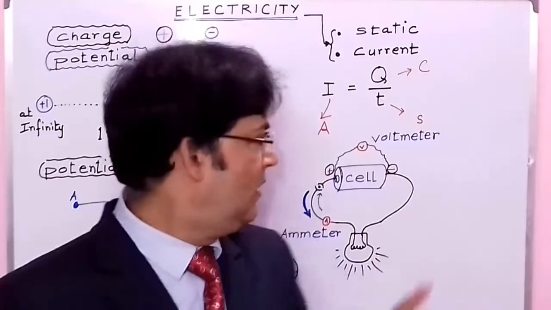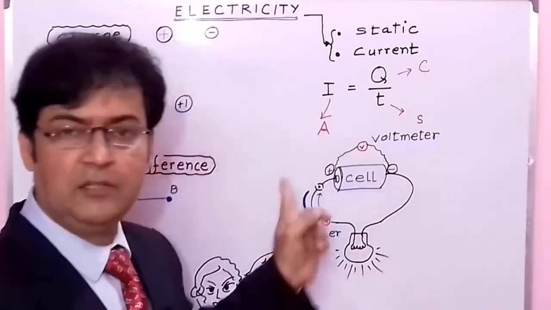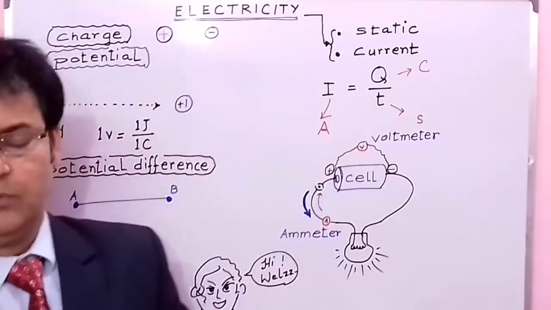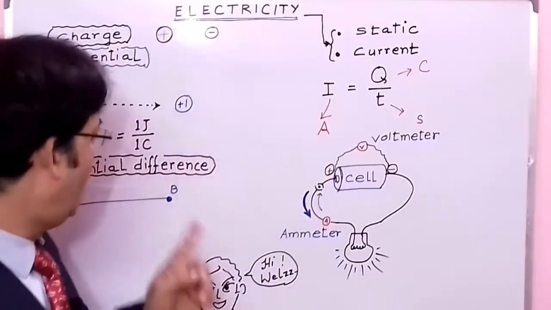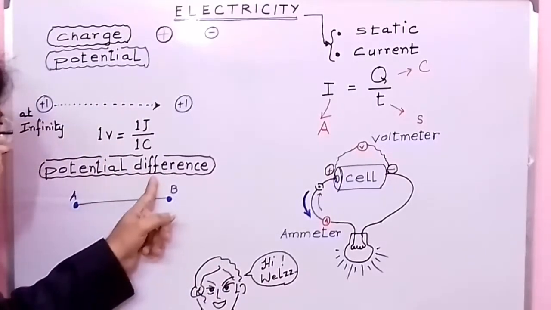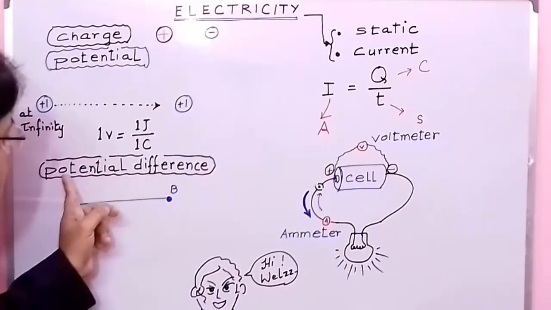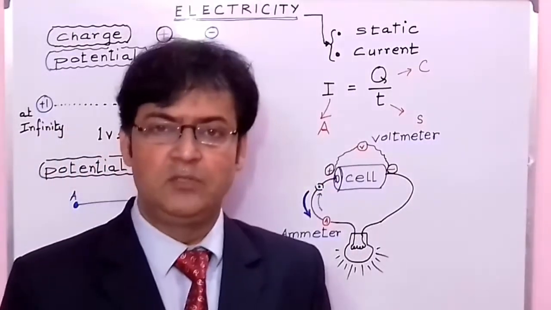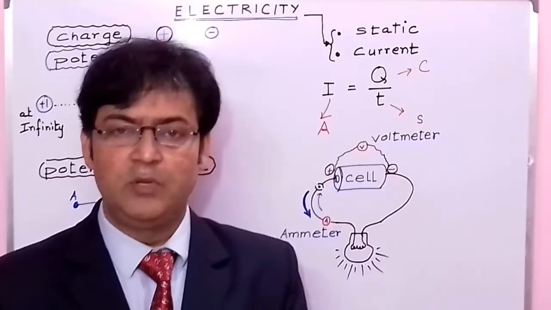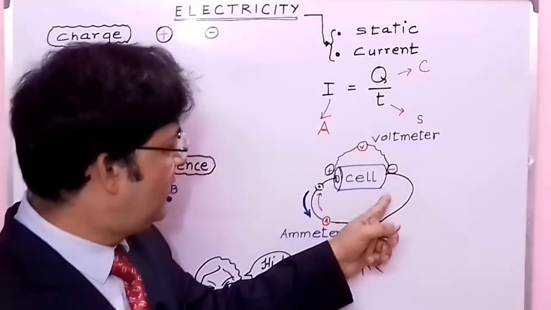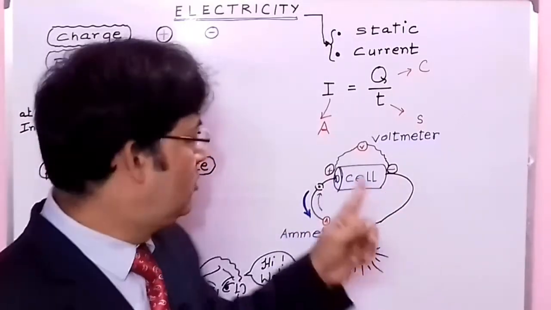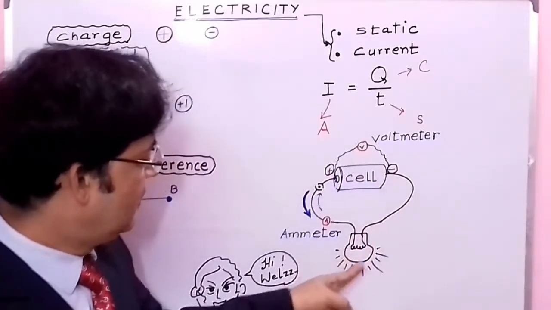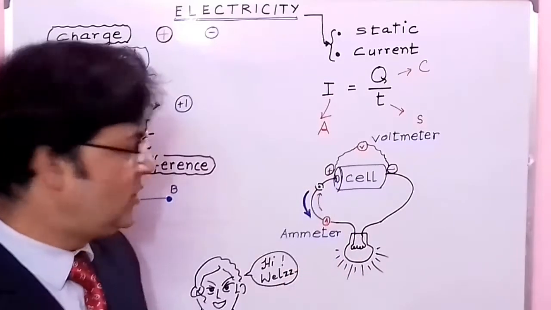How can it happen? Let's understand this. Here is a cell or battery. What is the purpose of this? To have a constant, continuous potential difference. The cell has some chemicals inside, a chemical reaction takes place, and there will be a constant potential difference between these 2 points. If we join it with a wire and a bulb, here is a switch.